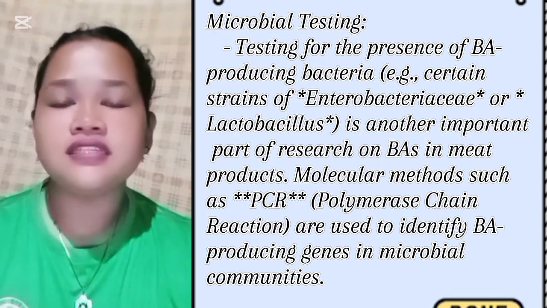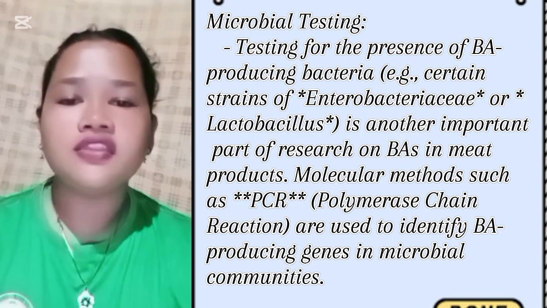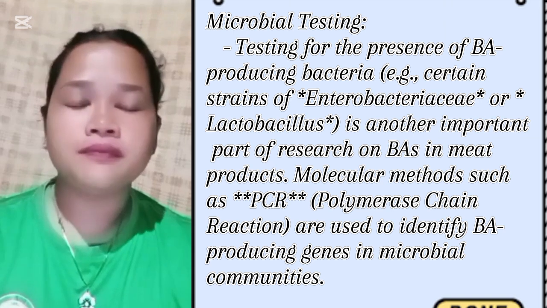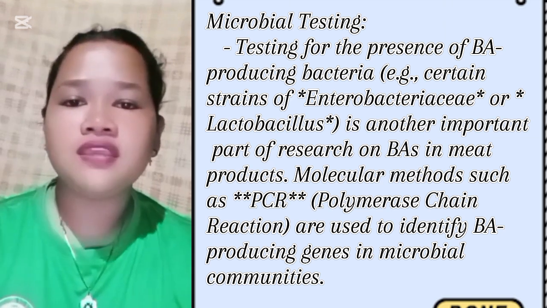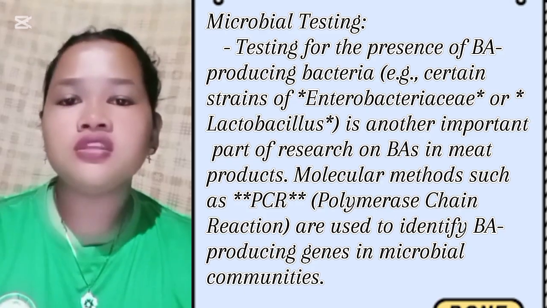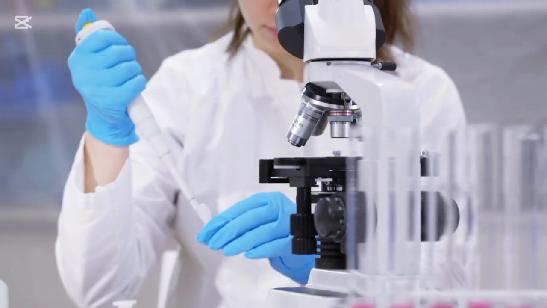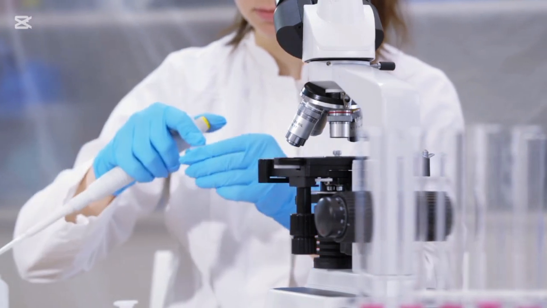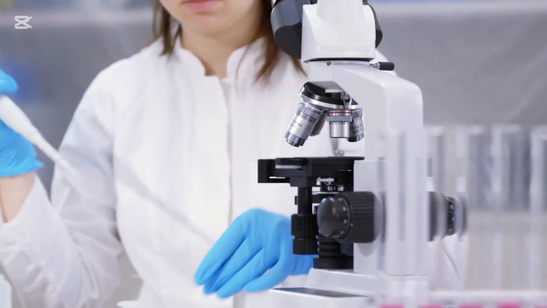Microbial testing. Testing for the presence of BA-producing bacteria, e.g. certain strains of Enterobacteriaceae or Lactobacillus, is another important part of the research on BAs in meat products. Molecular methods such as PCR, polymerase chain reaction, are used to identify BA-producing genes and microbial communities.